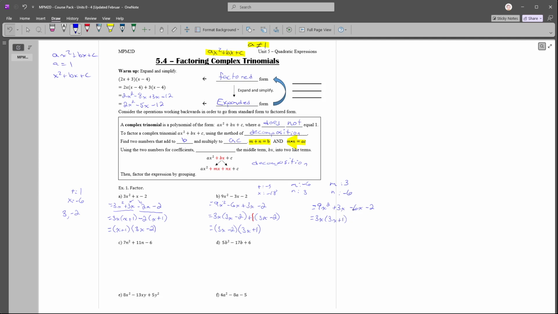Now, over on the other side, what can I factor out here? I can factor out a minus 2. So this becomes 3x, and this becomes negative 2 divided by negative 2, a plus 1. Negative divided by negative is a positive. And then we combine. Our first set of brackets is our 3x plus 1. And our second set of brackets is the sum of the two multipliers, 3x minus 2.